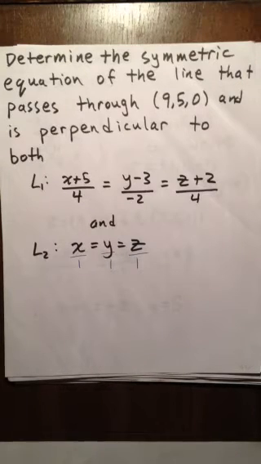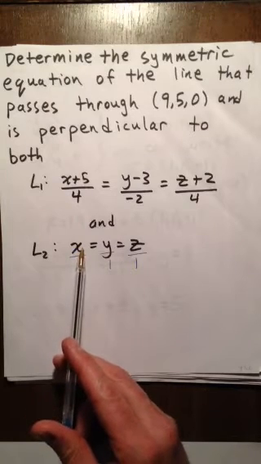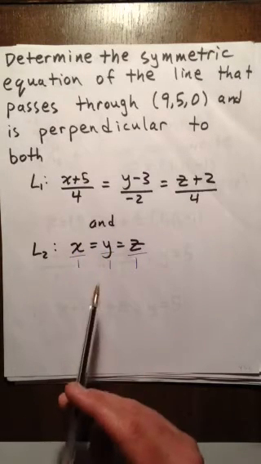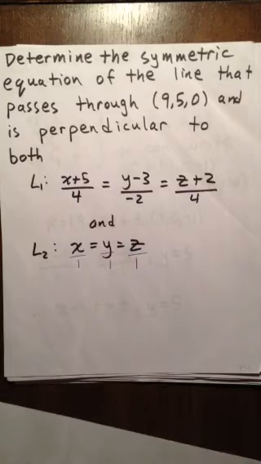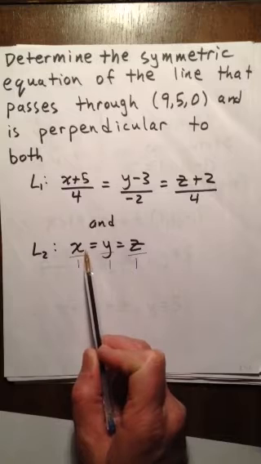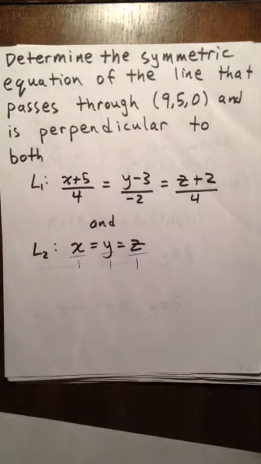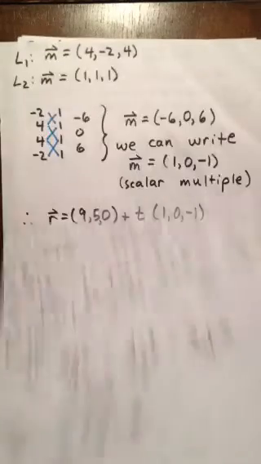And then thinking of the traditional symmetric equation form, we can think of x being the same as x minus 0, y being the same as y minus 0, and z being the same as z minus 0. Which means that this line goes through the point (0, 0, 0) and has the direction vector (1, 1, 1).